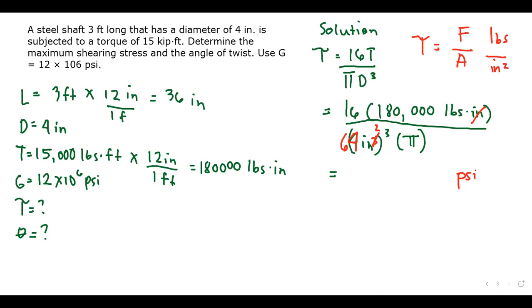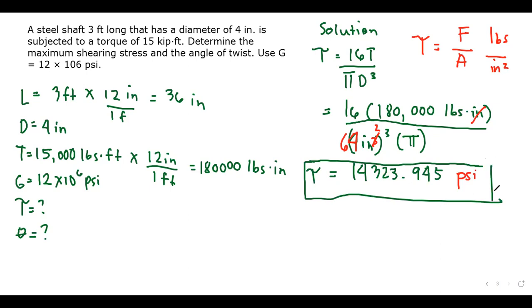Balik tayo. So, solve na natin siya. 16 times 180,000 divided by 64 pi. Okay? So, final answer is equal to 14,323.945, and matik guys, 3 decimal. Always final answer 3 decimal. So we have here for shearing stress is equals to 14,323.945 PSI.